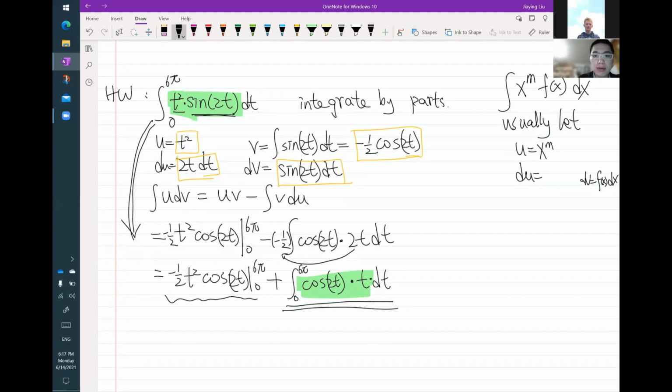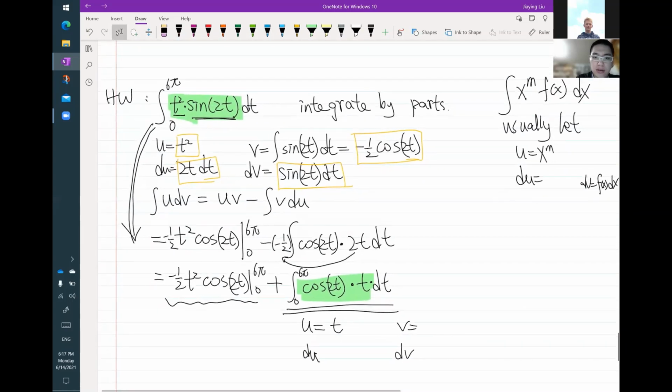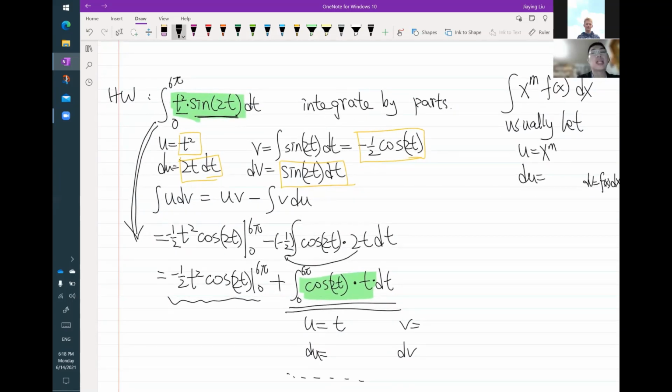I'm not going to finish it, but if you look at this, you can set u equal to t, just like we did setting u equal to t squared, and then you can find dv, v, and du, and finish it from here. So I'll let you finish it later. It's basically the same process, just focus on this integral part, and then you can solve it. Don't forget to evaluate the first part directly. I hope that's helpful. Let me know if you have more questions on this part.